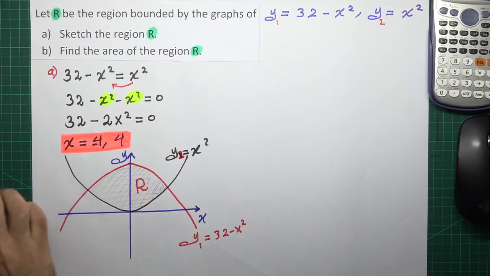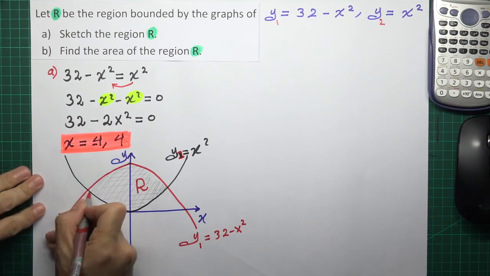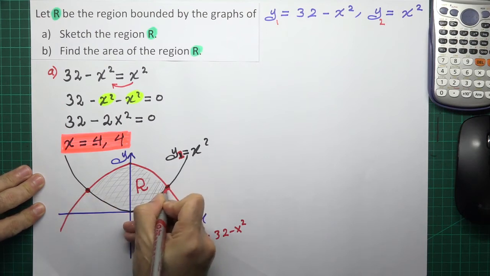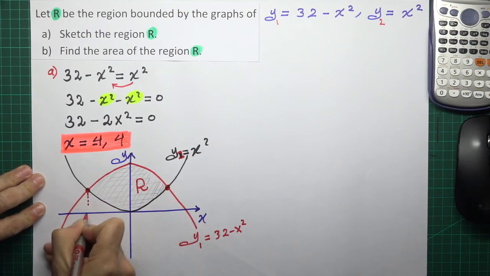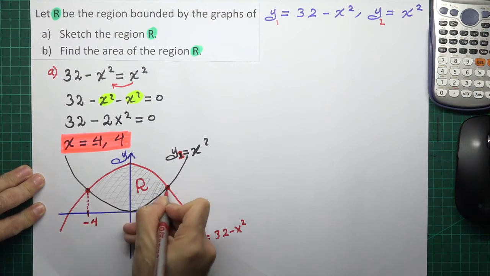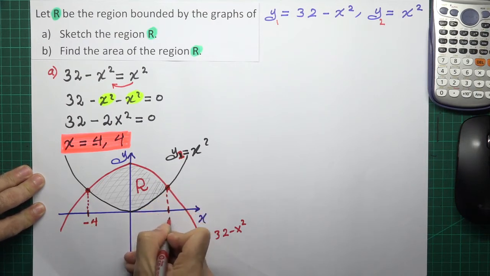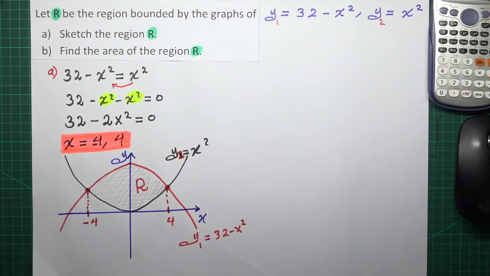This is the region R, and we do know in advance, as you notice, that there are 2 points of intersection. This is the first one, this is the second one, and this one occurs when x equals minus 4, and this one occurs when x equals 4. Of course we will find the area using something called vertical strips. Vertical strips means that my integration will be dx.